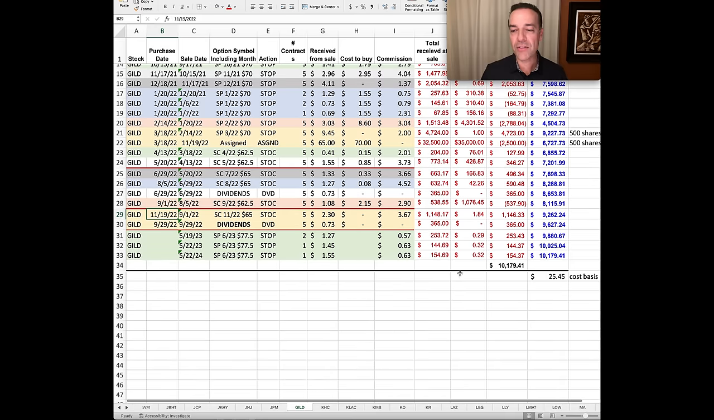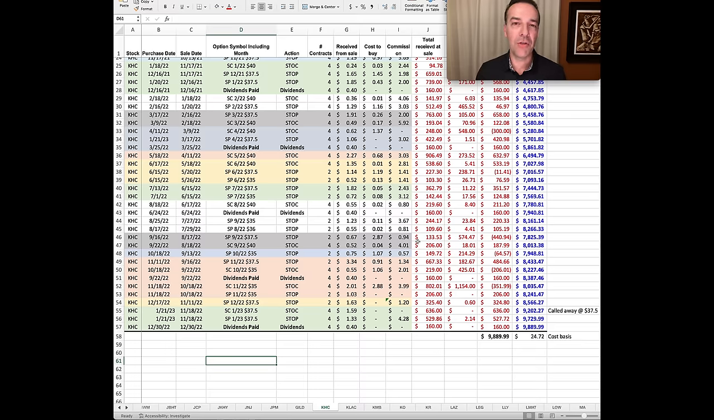But in all, notice that over the past 2.5 years, we've pocketed a net of over $10,000 by trading in GILD. On average, we're typically trading 400 shares, or 4 option contracts, worth of GILD. Notice that on average, over the past 2.5 years, we've pocketed $25.45 per share for trading the option wheel strategy in GILD.